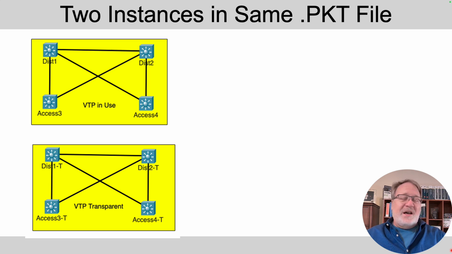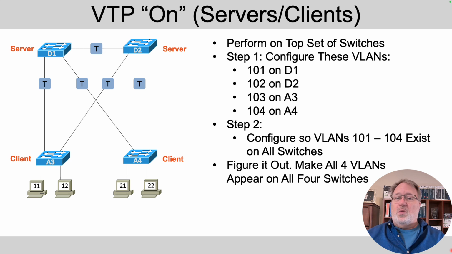So what we're going to do is have you try the same things in the top and the bottom and see the differences just to learn about those differences. So what do I want you to do? You take the topology and you use the top topology in the Packet Tracer file to do this. And here's what I want you to do. Just as an exercise, configure VLAN 101 on the upper left switch, 102 on the upper right, 103 on the lower left, and 104 on the lower right, and observe what happens.